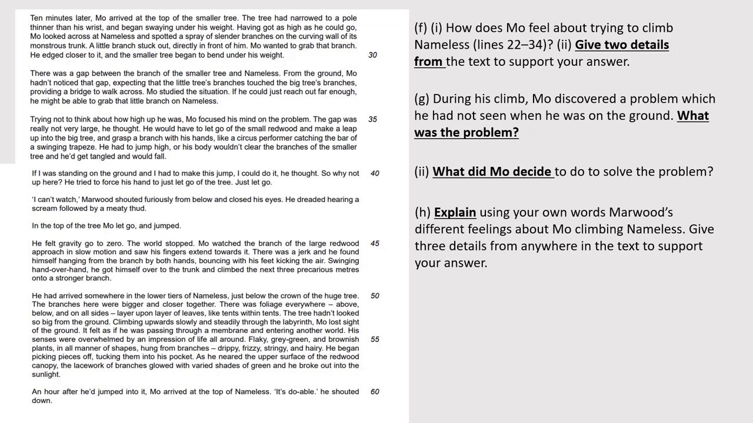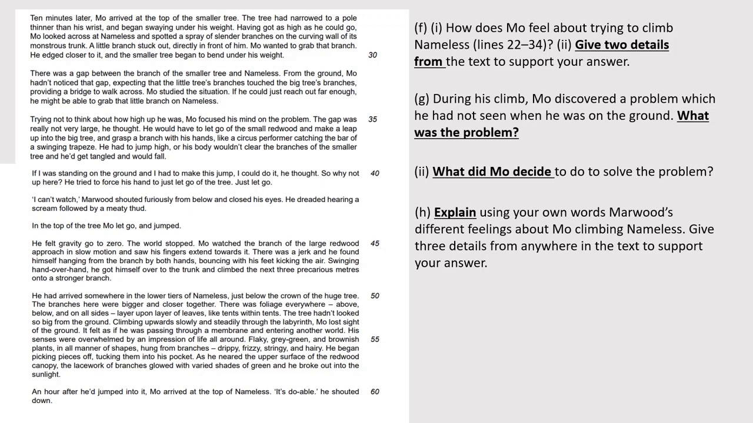Well, this answer is very simple. He had not seen a gap. He had not observed the gap as he looked up from the ground. But the moment he had climbed the other tree, the smaller tree, he saw that it was not going to be possible to walk from the smaller tree up to Nameless. So this was the problem. Part 2 for question G says, what did Mo decide to do to solve the problem?